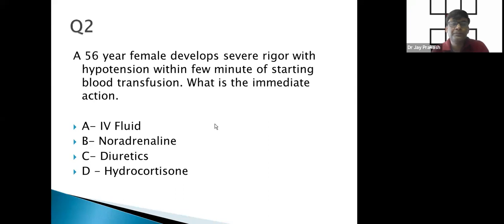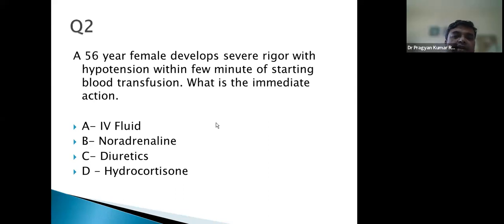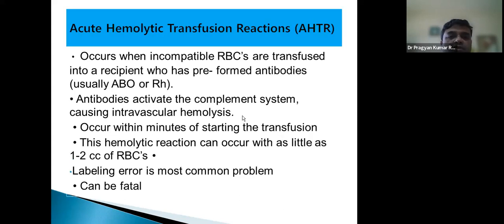Okay. So we got 2 choices. Let us see what the answer is over here. It's an acute hemolytic transfusion reaction, or in brief AHTR. It occurs when incompatible RBCs are transfused into a recipient who has preformed antibodies, usually ABO or Rh, like somebody who gave birth a few months back and is again having a blood transfusion. So antibodies activate the complement system, causing intravascular hemolysis. It occurs within a few minutes of starting the transfusion.